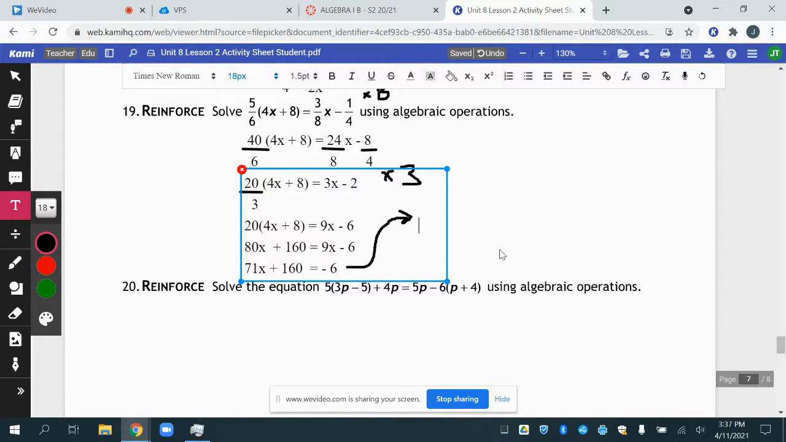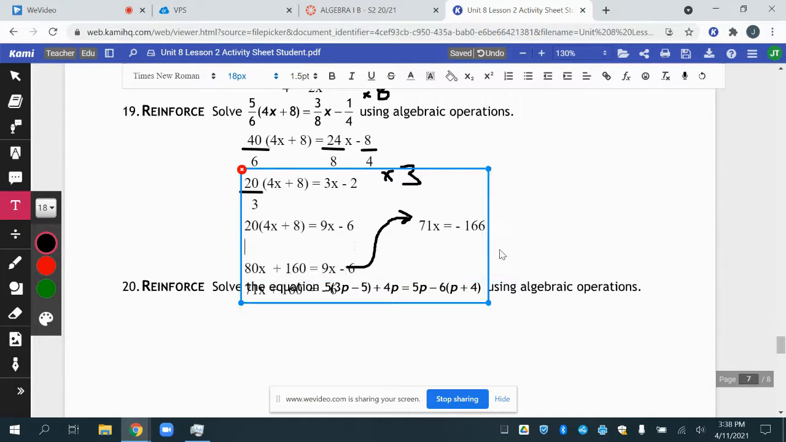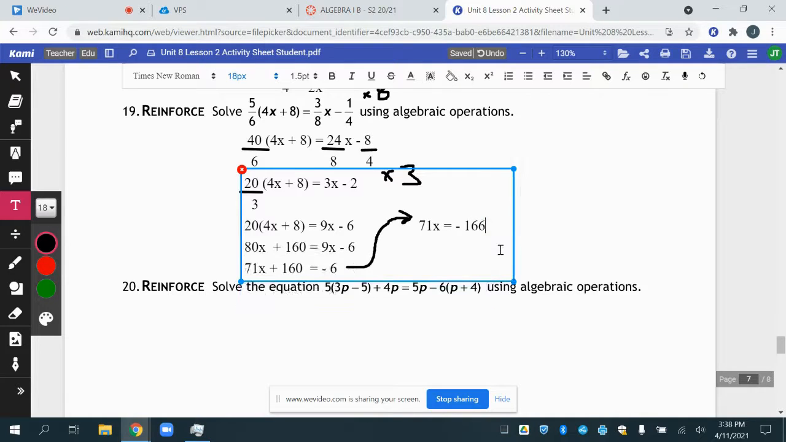And if I add 6 to each side, no, I don't want to add 6. I want to subtract 160. I do that, I end up with 71x over here. 160 and 154 is where we're at now. No, negative 166. And I just have to divide by 71, and I'm done.